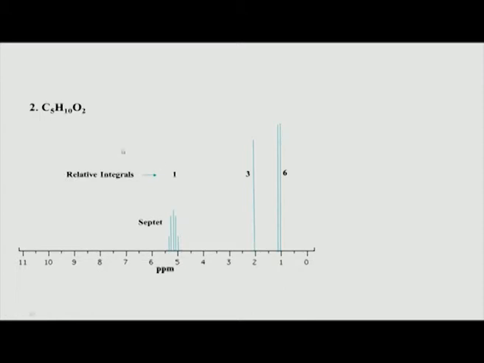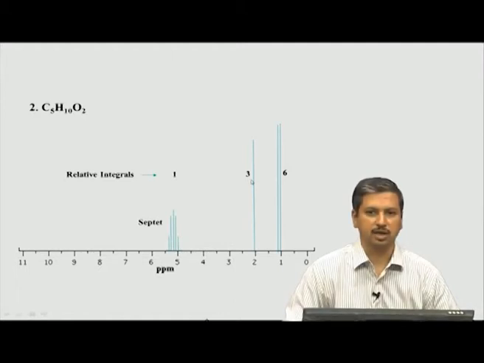In this case we can again see there are 10 hydrogens. If you look at the integral, 6 plus 3 is 9, 9 plus 1 is 10. So, 10 hydrogens match with this particular formula. Now, let us analyze the chemical shifts. You see there is a septet here, 7 peaks in the multiplet.